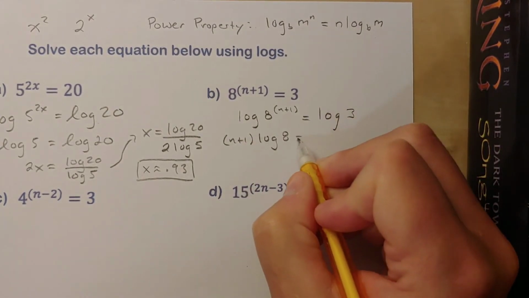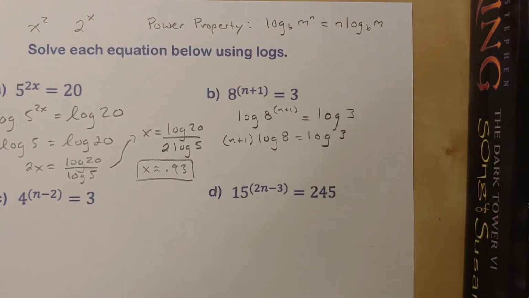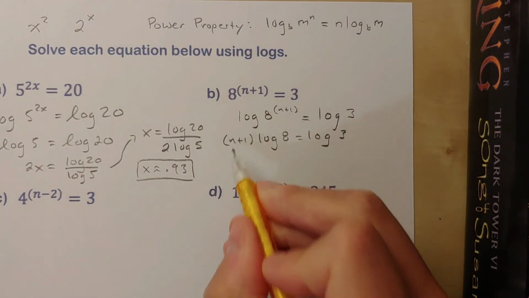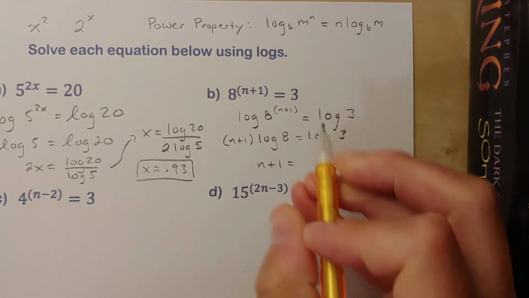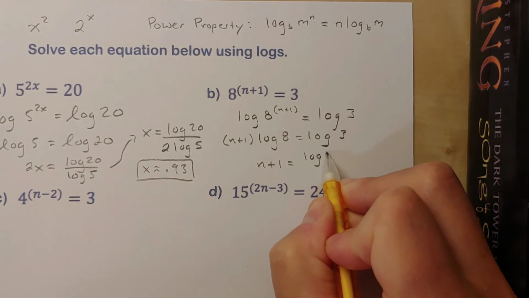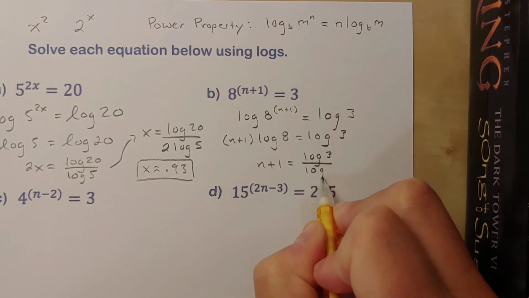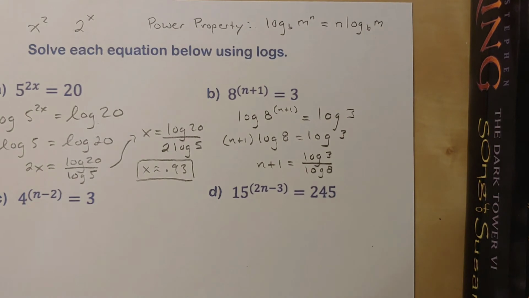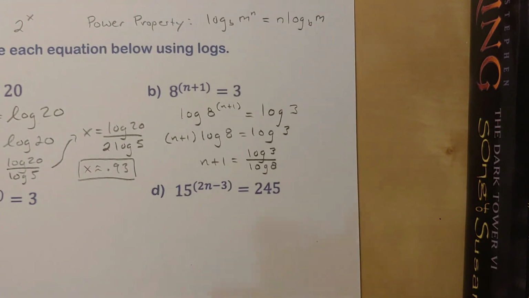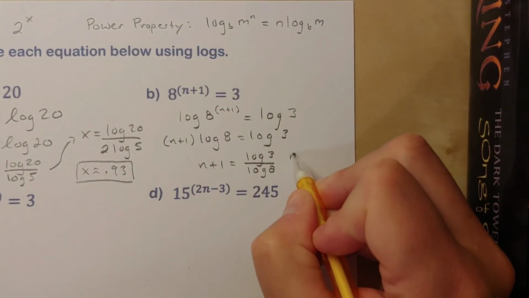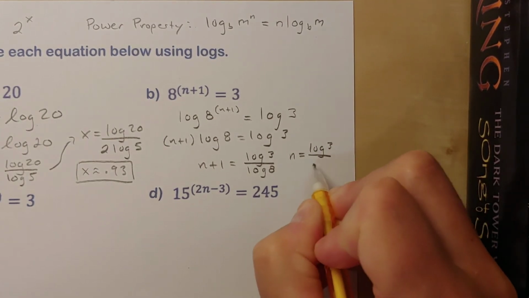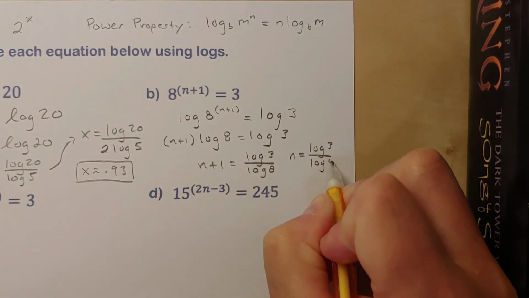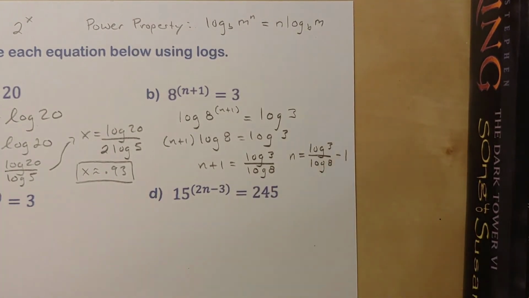times log 8 equals log 3. Now I'm going to solve for n. Let's divide both sides by that log 8. So we get log 3 divided by log 8. And the last thing to do will be subtract 1 from both sides. So n will be equal to log base 10 of 3 over log base 10 of 8 minus 1.